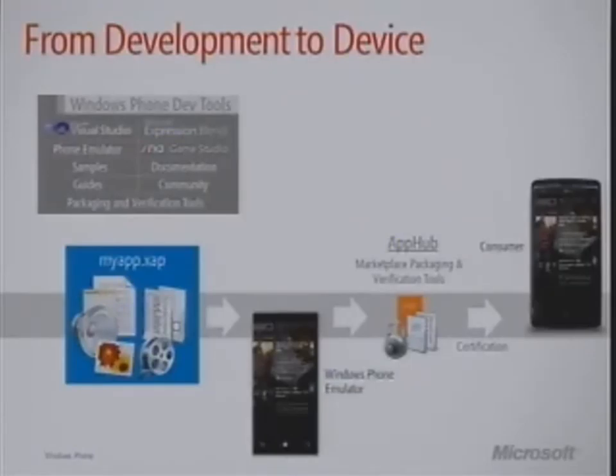You'll submit it into the App Hub. They'll do some testing on it there, and if it passes, it'll be signed and everything, go through the certification, go through the marketplace, and then the consumer can pick it up on their phone.